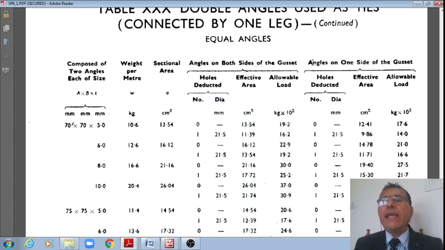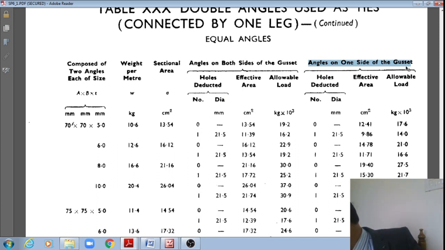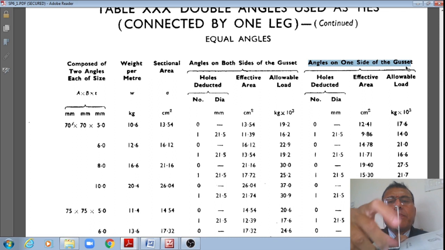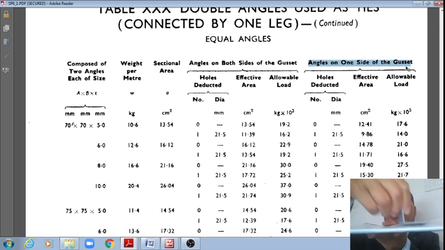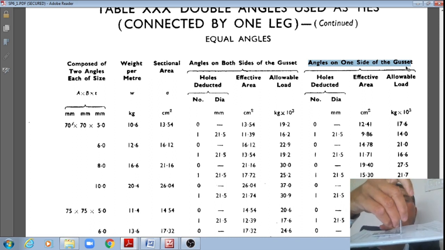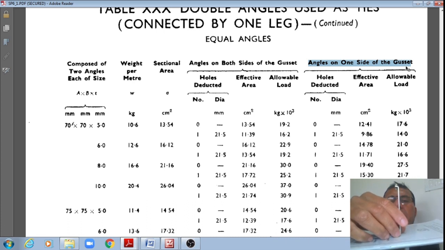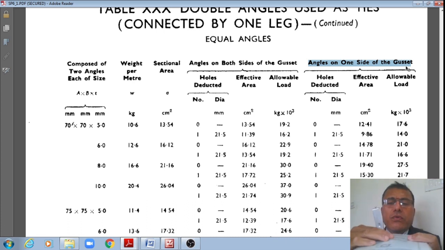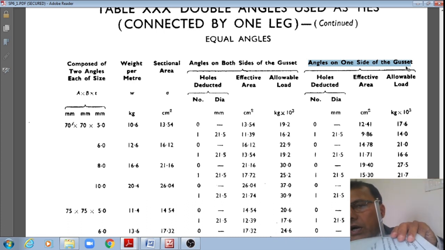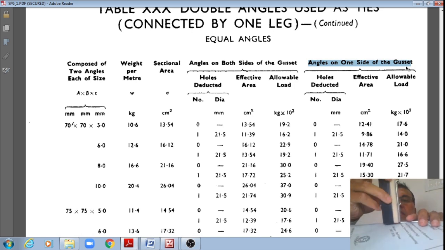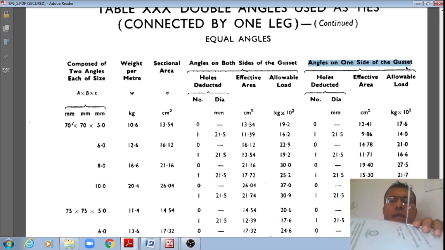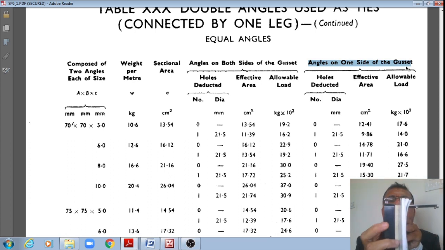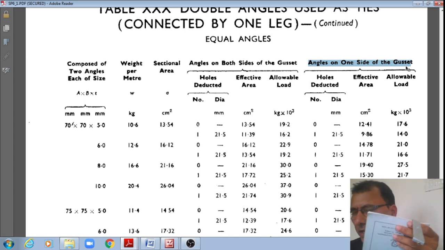Like that, now angles on one side of a gusset plate only. If two angles are provided on one side of a gusset plate only, like this, then that is the case here. Whereas previously it was on two sides of the gusset plate, like this.